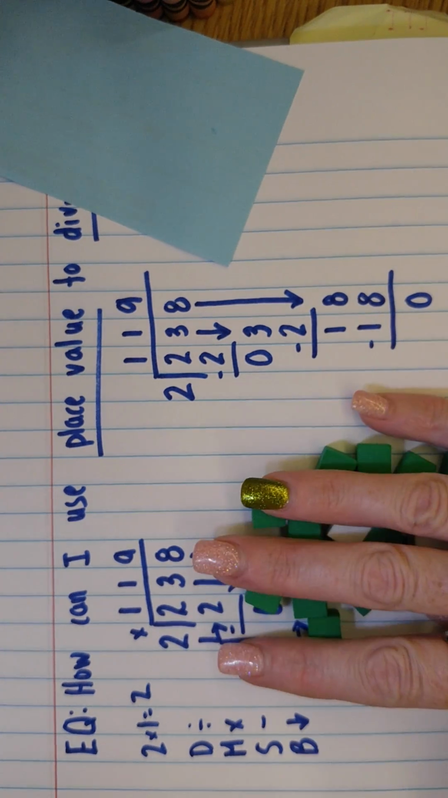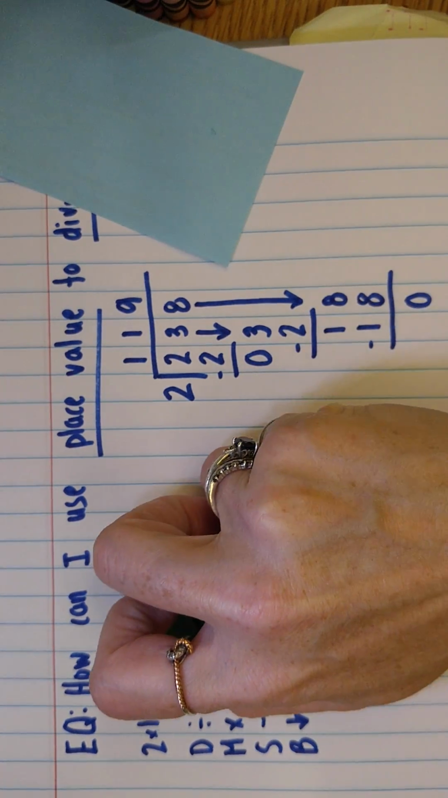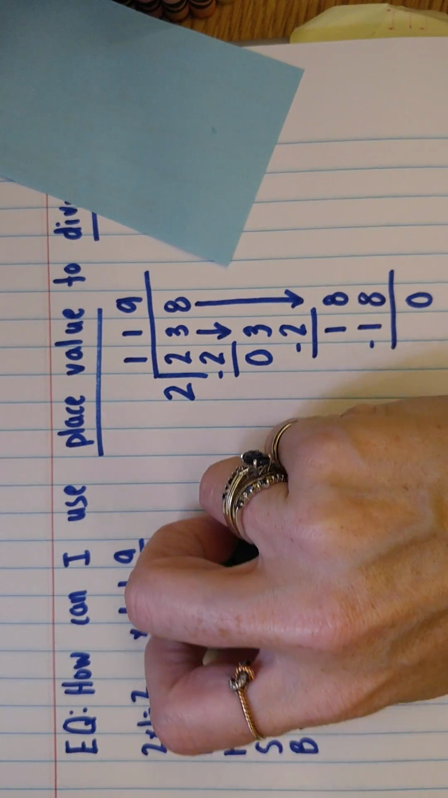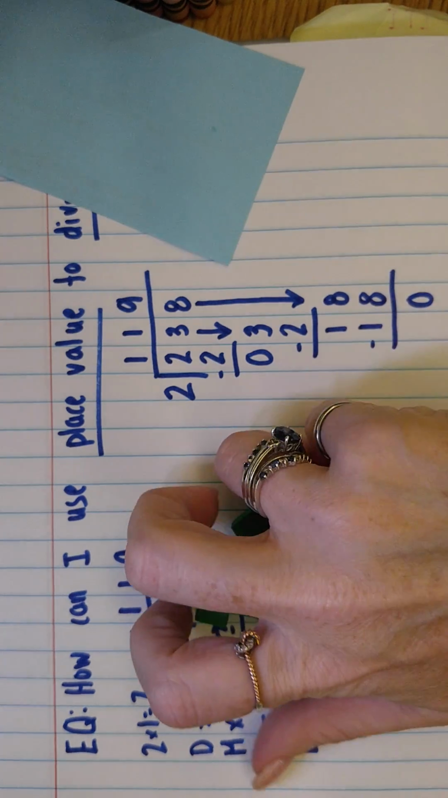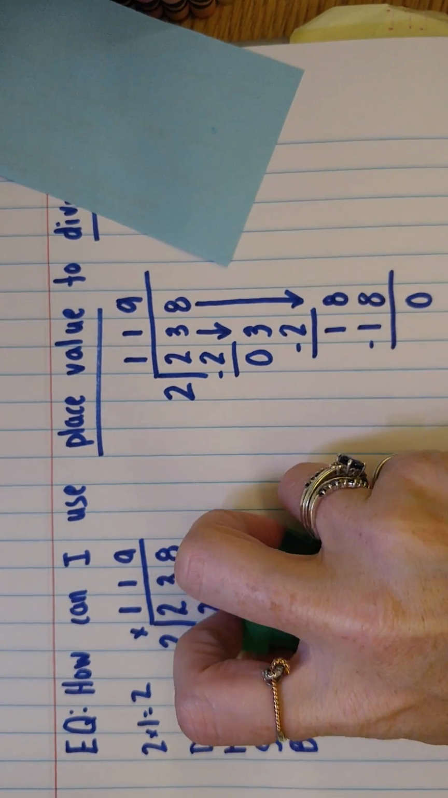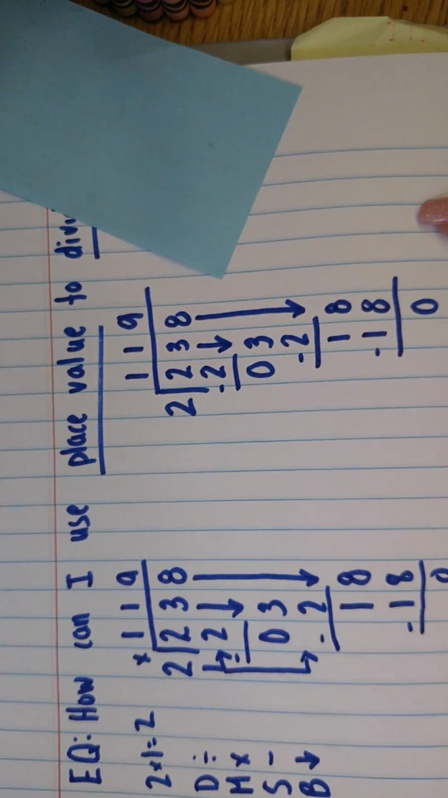If at home they're not going to have these, but dried beans work really well, like lima beans, big beans, kidney beans, those type of beans work really well. A roll of pennies works really well. It's just so that they have something to manipulate, because this is probably one of the hardest strategies that kids will have to learn.